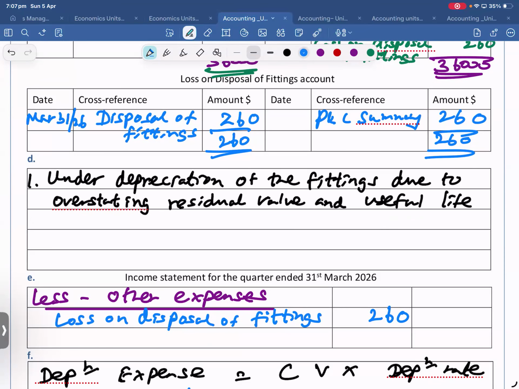Assumptions for this? For this one? No, not for this one. I mean, for disposal we can, but not for this question. It depends on the question.